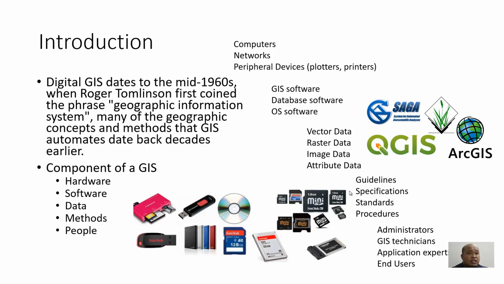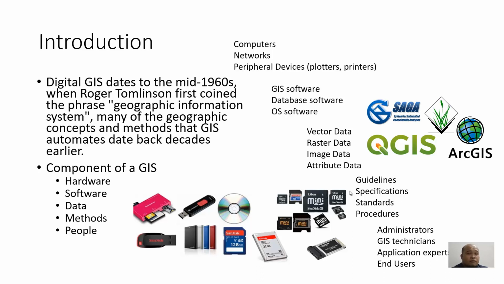Followed by the data. The data of GIS basically consists of four types: vector data, raster data, image data, and attribute data. Starting from raster data, it is basically an image that you use day in and day out. It is simply a pixel image that you capture. That is what we call raster data. It is pixelated data.